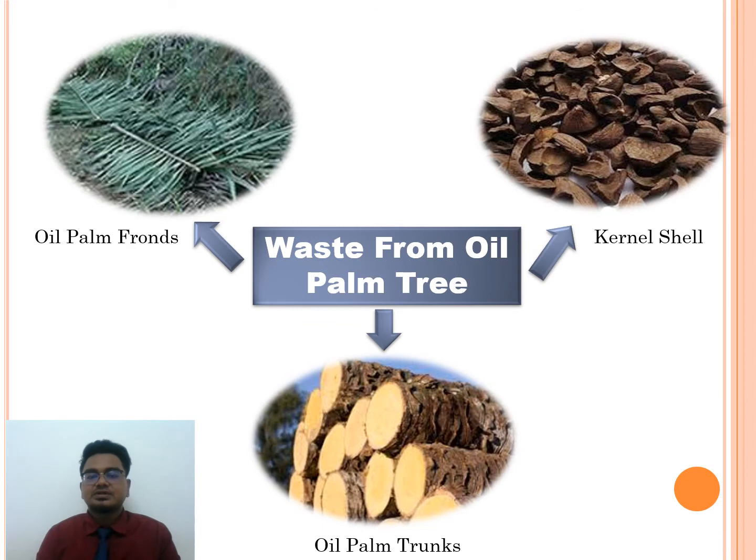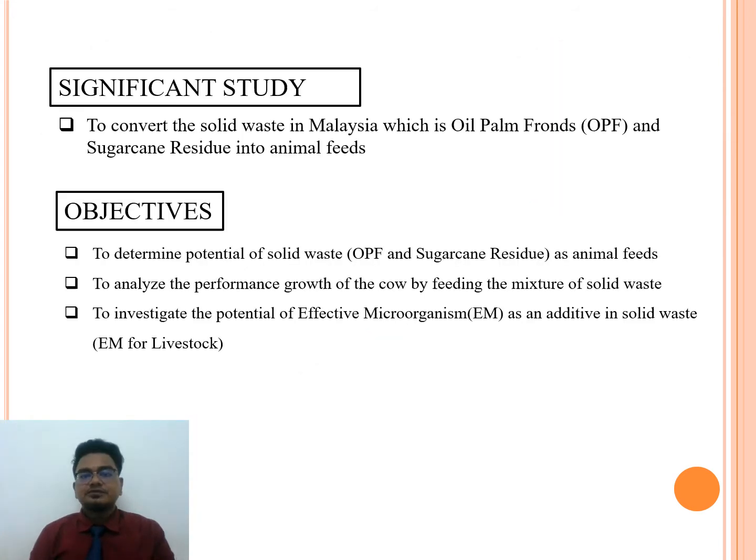There are several examples of waste produced from oil palm trees, which are oil palm fronds, kernel shell, and also oil palm trunks. The significance of the study is to convert the solid waste in Malaysia, which is oil palm fronds and also sugarcane residue, into animal feed.